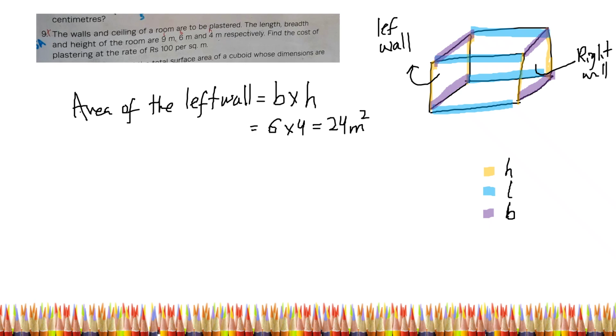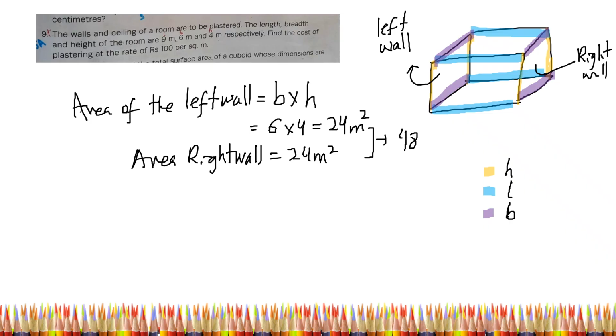This was the left wall. So for the right wall also, the area will be 24 meter square. Now when you sum these, it will be 4 4s are 8 and 2 2s are 4, 48 meter square. Okay, now let's find the area of the back wall and the front wall.